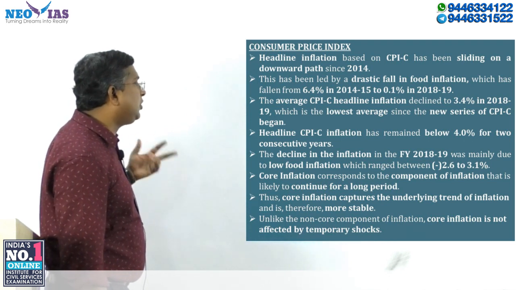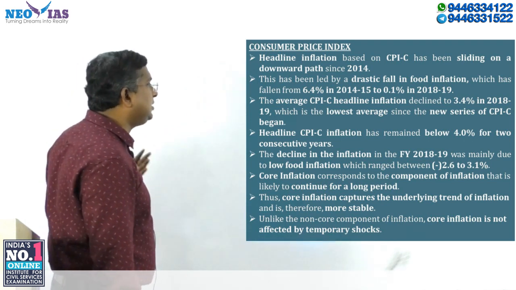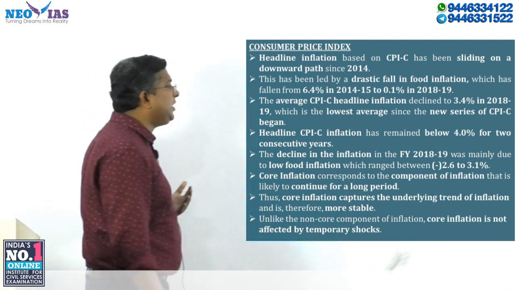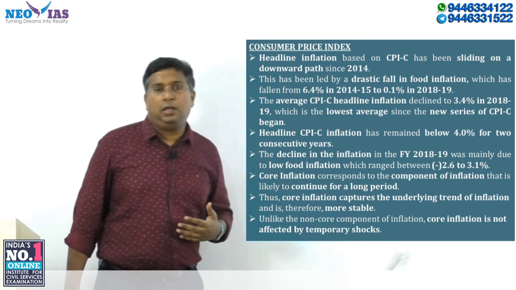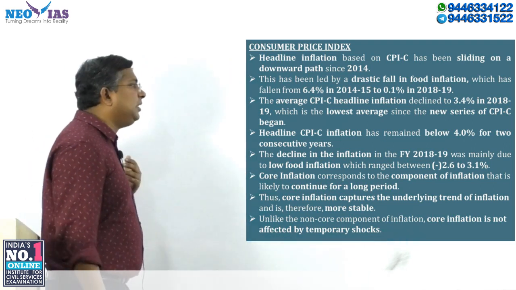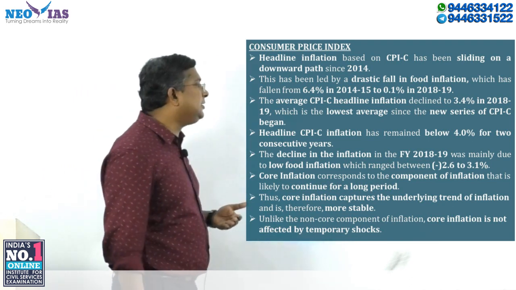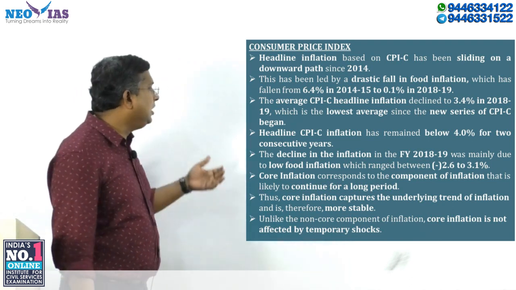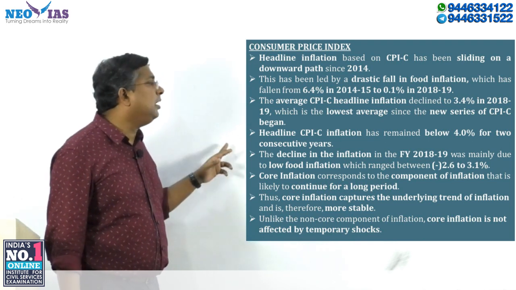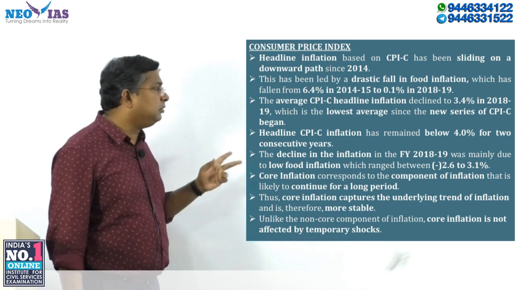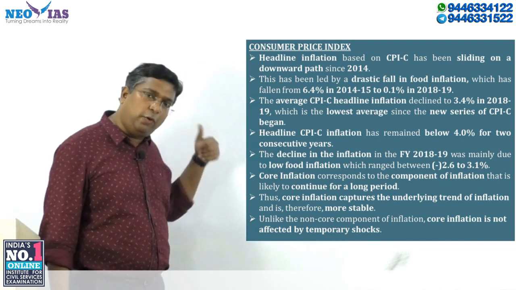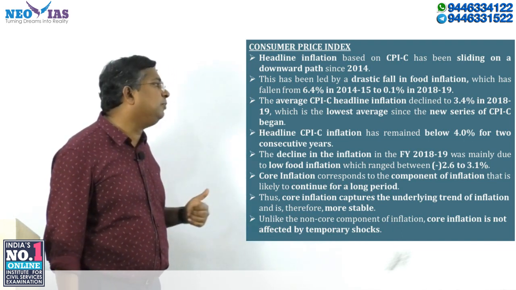I told you for 2 consistent years it is low, and this is the lowest. The 2018-19 consumer price index is the lowest rate once the new series started releasing the consumer price index. So you can also note down that in the years 2017-18 and 2018-19, for 2 consecutive years, the consumer price index combined was below 4%. I told you to note down this important point.